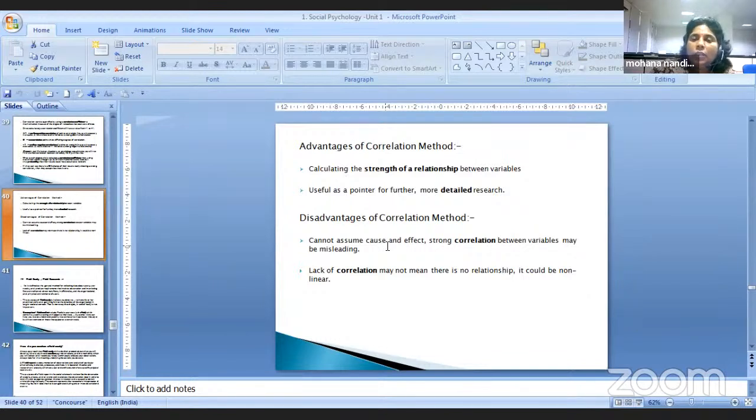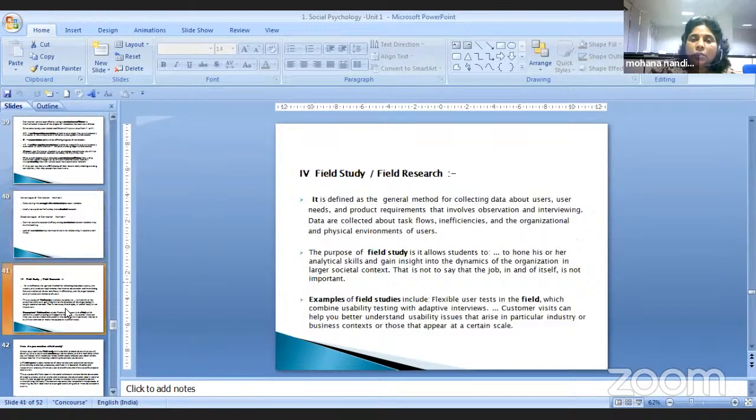Suppose there is no correlation, or the relationship is very strong; sometimes we cannot assume anything from it. After the completion of the research, it is a waste of time.